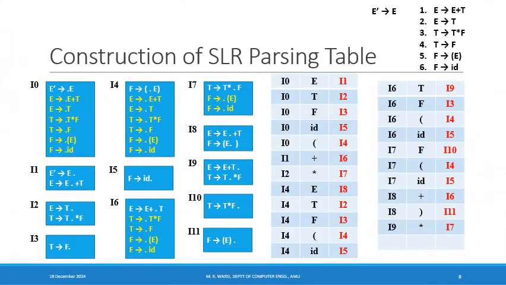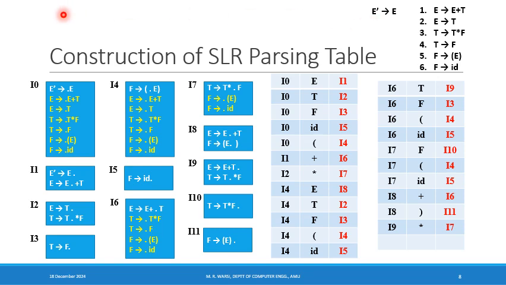We will now learn how to construct the SLR parsing table, and we'll construct the SLR parsing table for the unambiguous grammar recognizing arithmetic expressions consisting of addition and multiplication operators. First of all, we'll augment the grammar by adding a special production E' derives E, where capital E is the starting variable in my original grammar. And we have introduced a new variable E' in my augmented grammar.